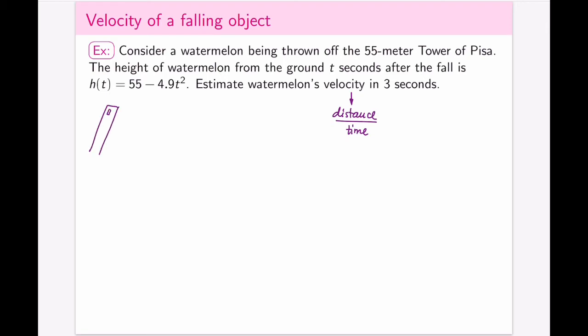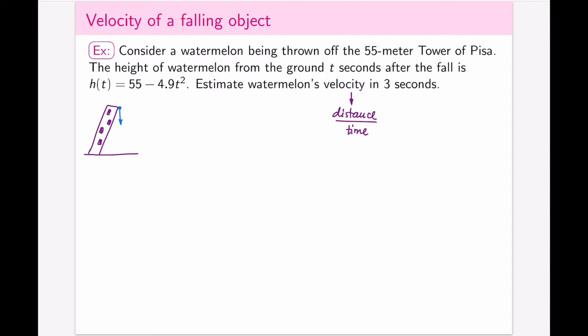So this is my Leaning Tower of Pisa right here, and I'm going to throw an object from the top of it. It's important to know where the ground is. So I'm going to throw an object from the top of the tower. It travels towards the earth. That is how gravity works. And what this function describes is the height of the watermelon t seconds after the fall.